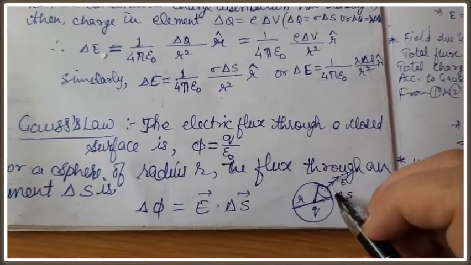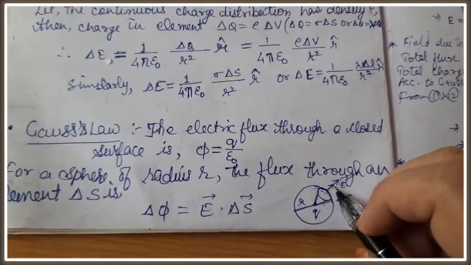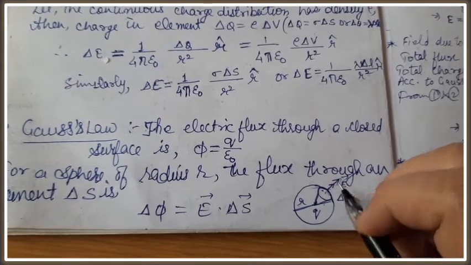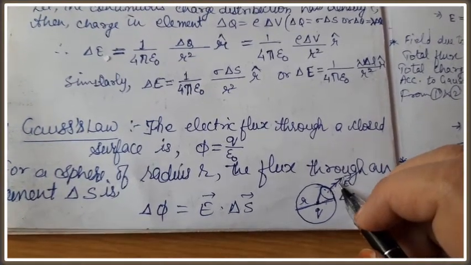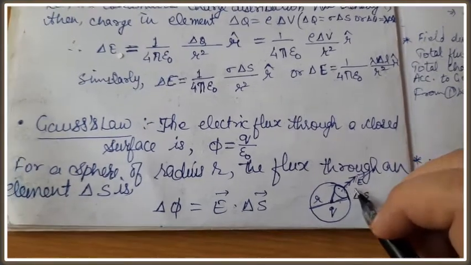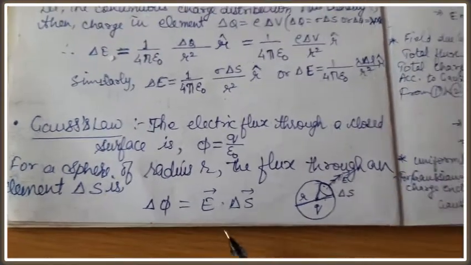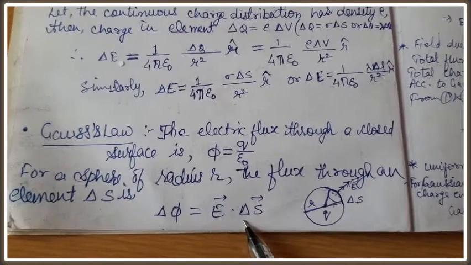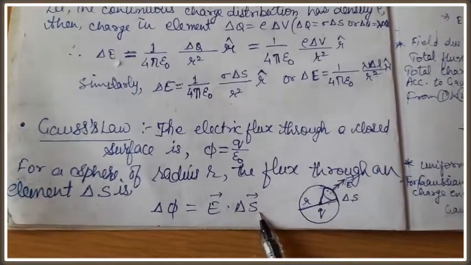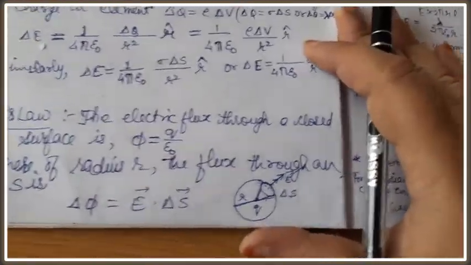So if the electric field is E and the area vector is vector delta s, we see that the direction of both E and delta s is the same, so the angle between them is 0. And the flux, according to the definition, is E dot delta s. We have already discussed this part. So the flux is E dot delta s.